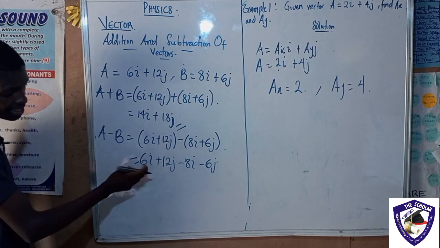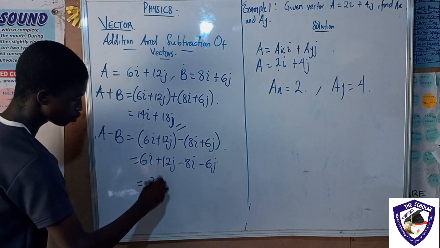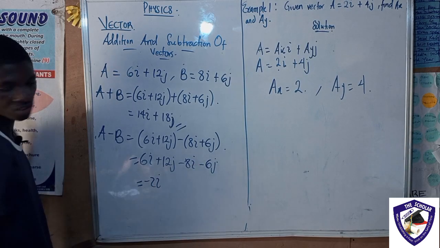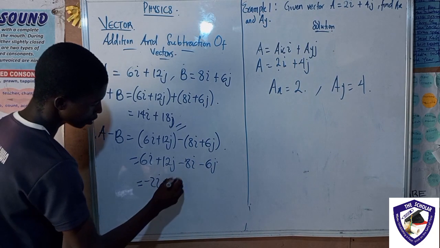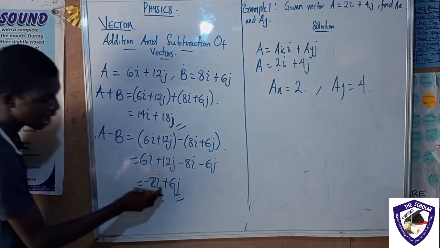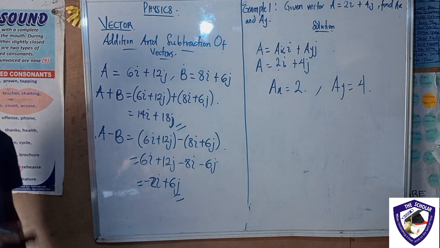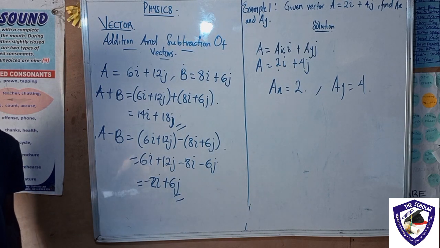That means you have 6i minus 8i, that's minus 2i. So we have minus 2i. Now 12j minus 6j, that's plus 6j. So this is our final answer: minus 2i plus 6j. And that's all about addition and subtraction of vectors.